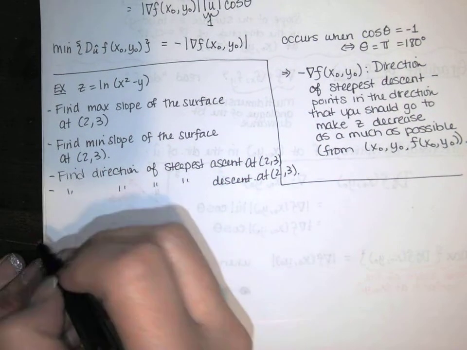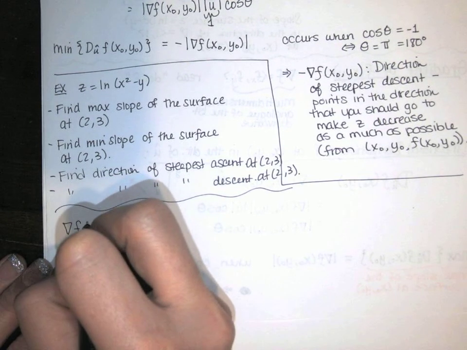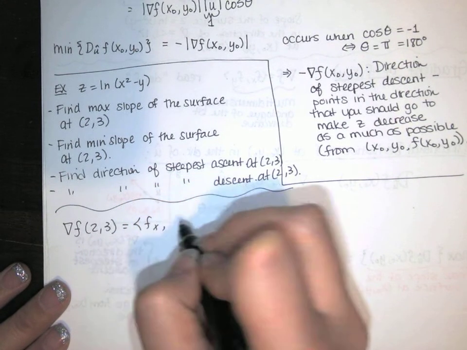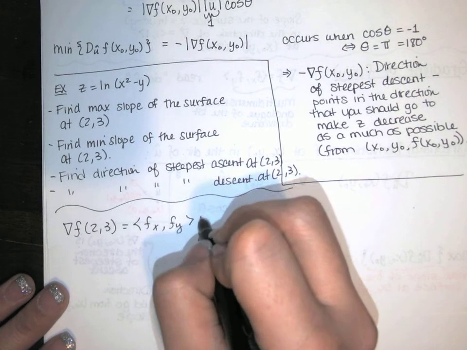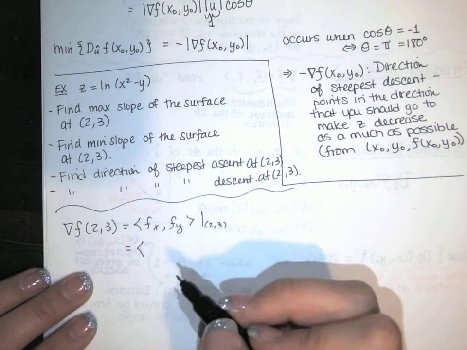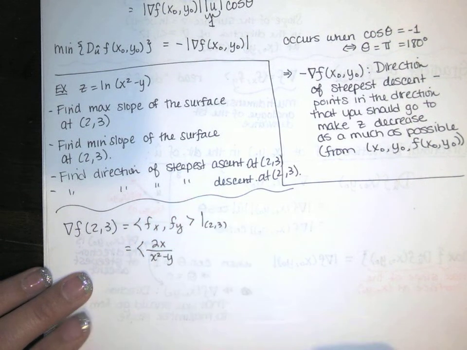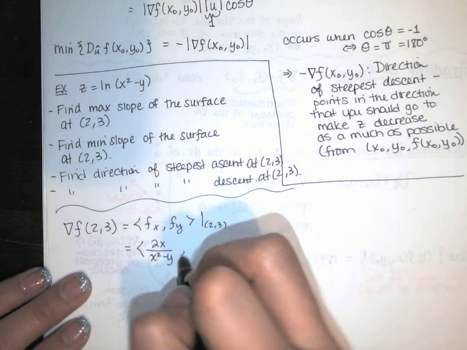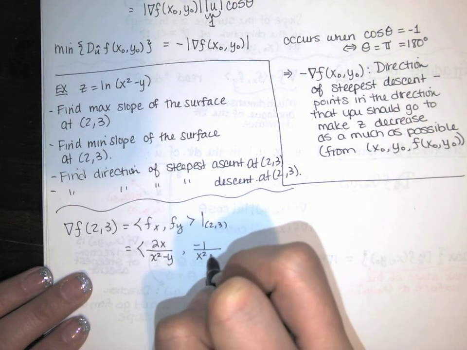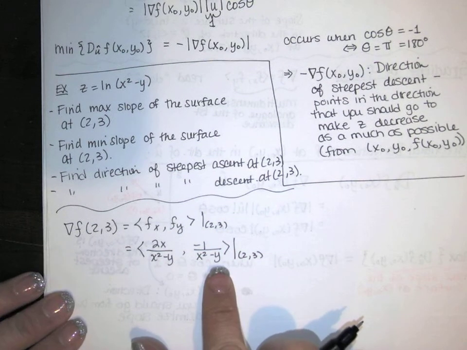Well, we've already done most of the hard work for this. We've got the gradient of f at (2, 3). That's the partial of f with respect to x times i hat plus the partial of f with respect to y times j hat. We evaluate each of those partials at (2, 3). Now we did this work a while ago. The partial of f with respect to x turned out to be 2x over x squared minus y. The partial of f with respect to y turned out to be negative 1 over x squared minus y.